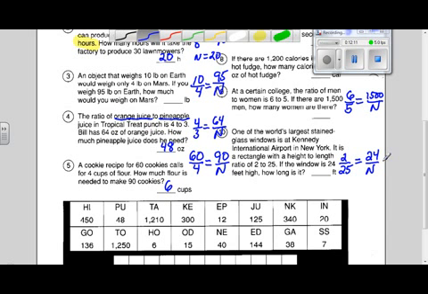The key when you're writing ratios for word problems is to pay attention to the numerator and the denominator of your first ratio. As long as the numerator and the denominator of the second ratio correspond to the numerator and the denominator of your first ratio, you should never have a problem.